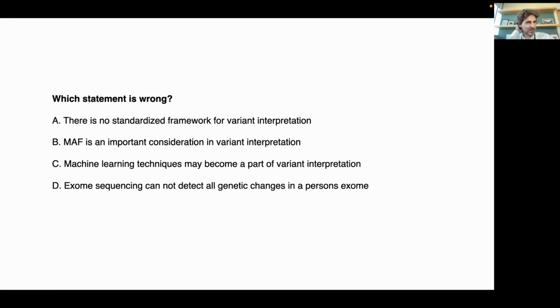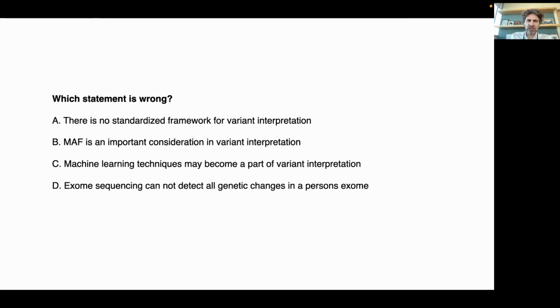Yeah. So I showed you the most commonly used framework, though not the only one, is the ACMG framework, and so that exists actually. The other ones are indeed true. So minor allele frequency in the population is important to consider. Machine learning, you can imagine automated techniques are being explored and will only become more important.